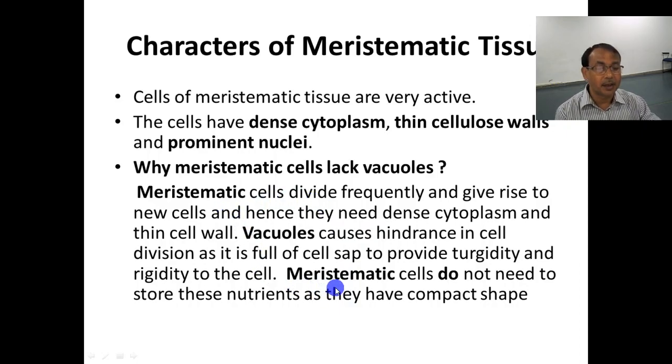So meristematic cells do not need to store these nutrients as they have a compact shape. The cells are very compact. So in the case of meristematic cells, they do not need to store the required materials. Whatever is to be stored is stored in the cytoplasm. So they do not need vacuoles. As such, meristematic tissue cells lack vacuoles.